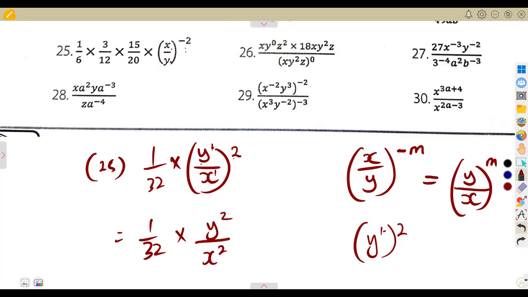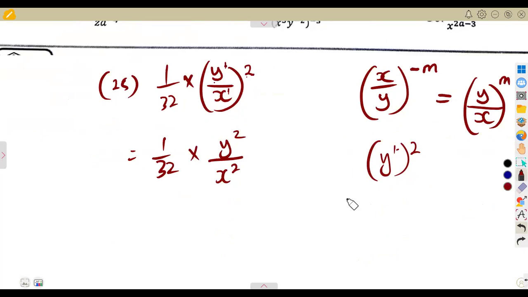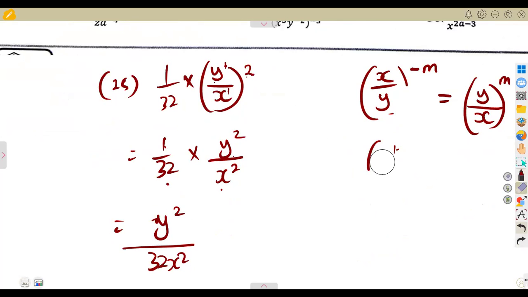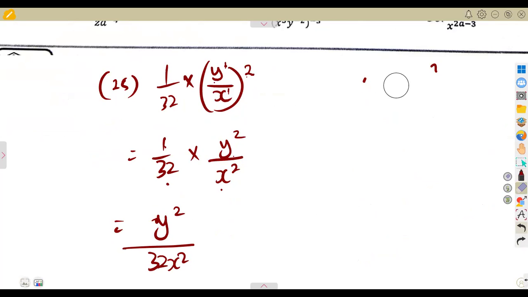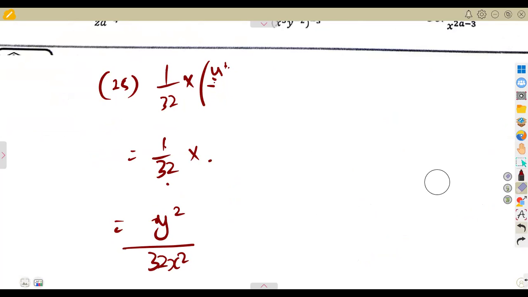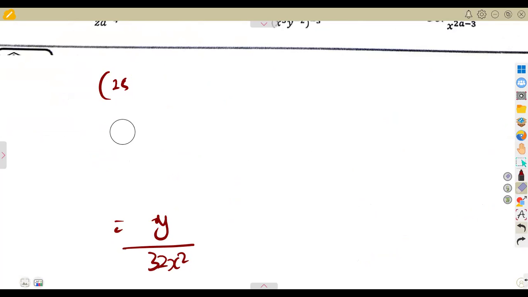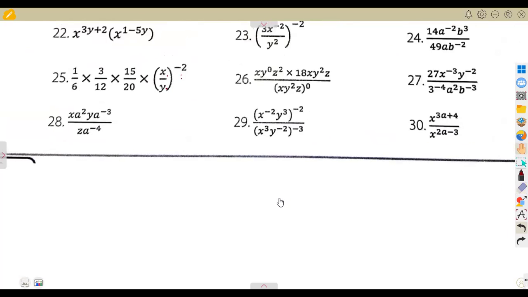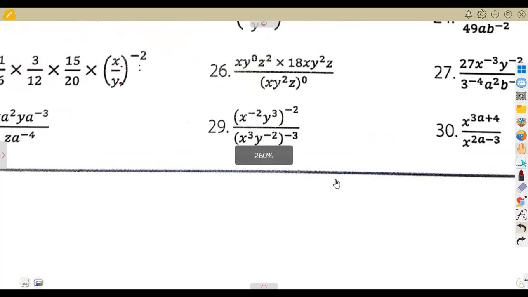So meaning to say, we can even simplify the numerator to the numerator. 1 times y squared, that is y squared over 32 times x squared, which is 32x squared. Just like that. So as long as the laws are being applied, as long as you are using your laws properly, you're not going to have any challenge in the simplification.